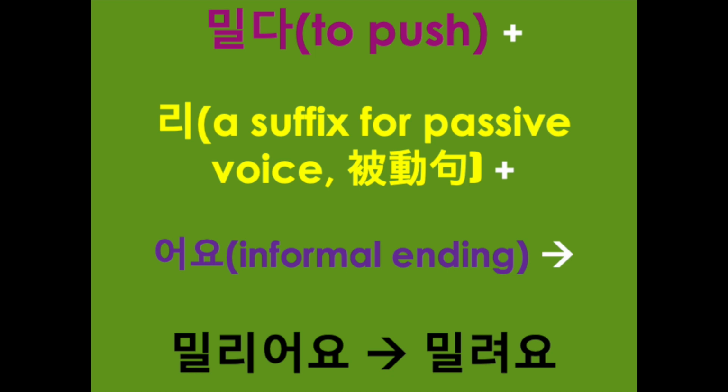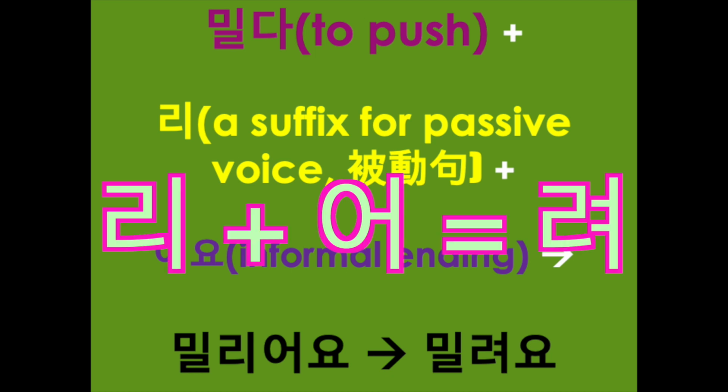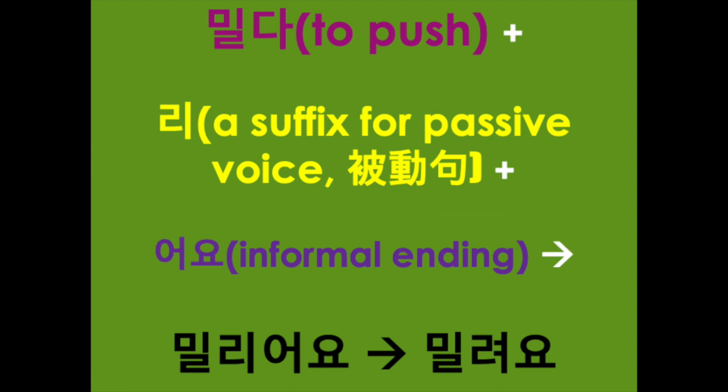When we put these three words together, we will have the bigger conjugated word 밀리어요. And 리 and 어 are combined together again. So finally, we have the word 밀려요. The stem verb 밀다 is conjugated with a passive voice suffix 리 to produce a passive voice sentence.